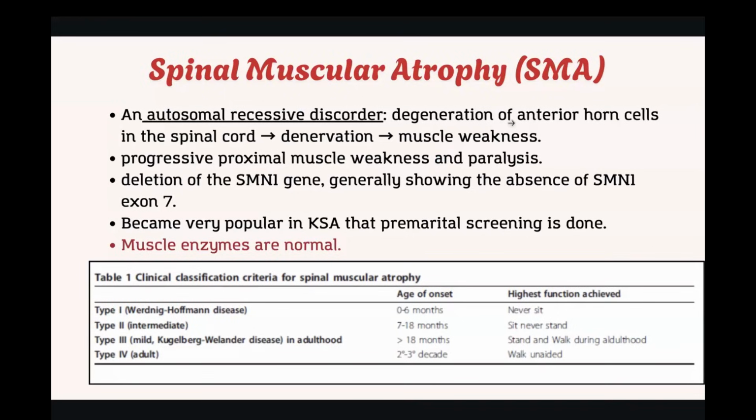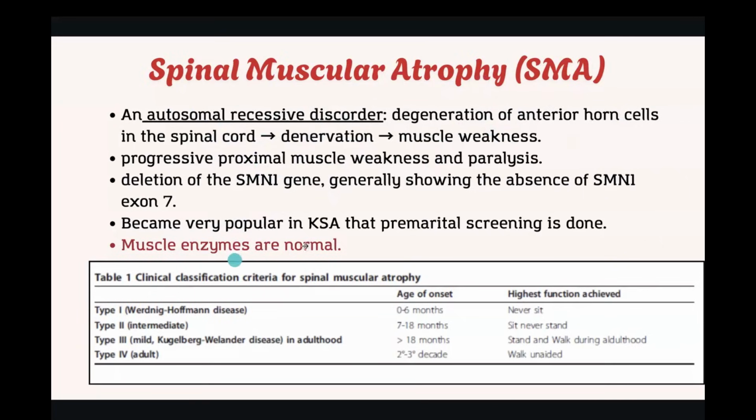Okay, so degeneration of anterior horn cells in the spinal cord causing denervation and muscle weakness. So we have progressive proximal muscle weakness and paralysis. So after the degeneration of the spinal cord happens, because of the denervation, we're going to have muscle weakness. What's important about this disease is we have a mutation in the SMN1 gene. So SMN1 gene is for the SMA disease.